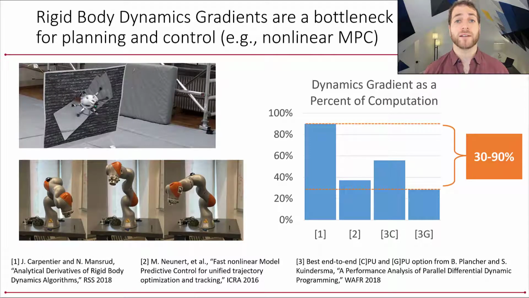The gradient of rigid body dynamics is a key bottleneck for many planning and control approaches. For example, for nonlinear model predictive control, we find that computing the gradient of rigid body dynamics can account for 30 to 90% of the total computational time.